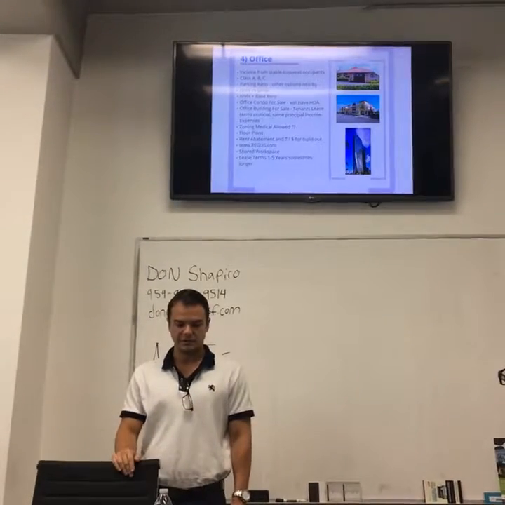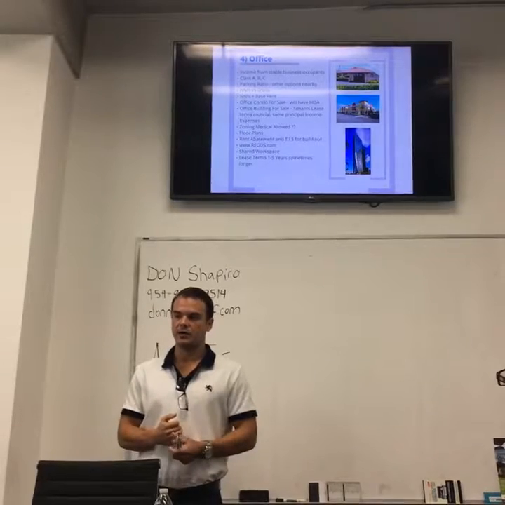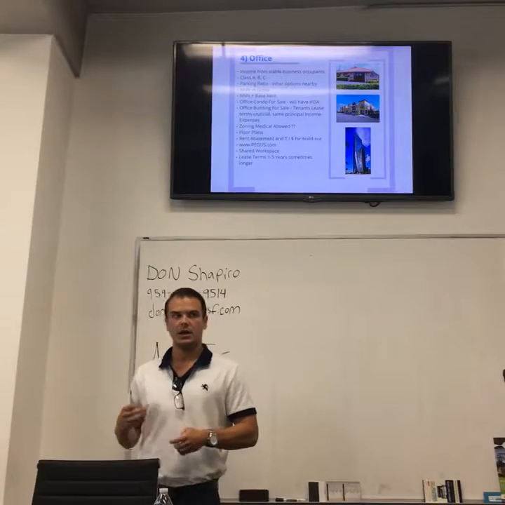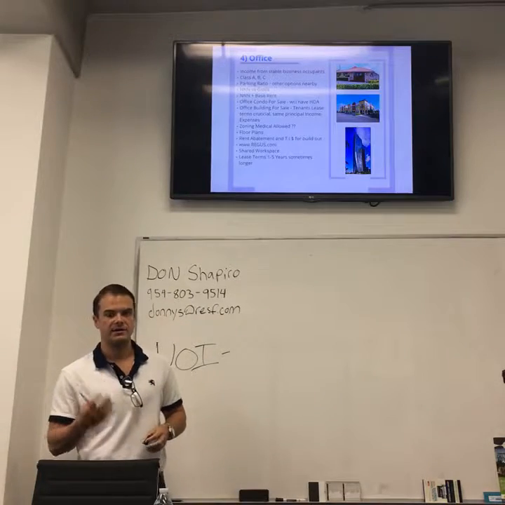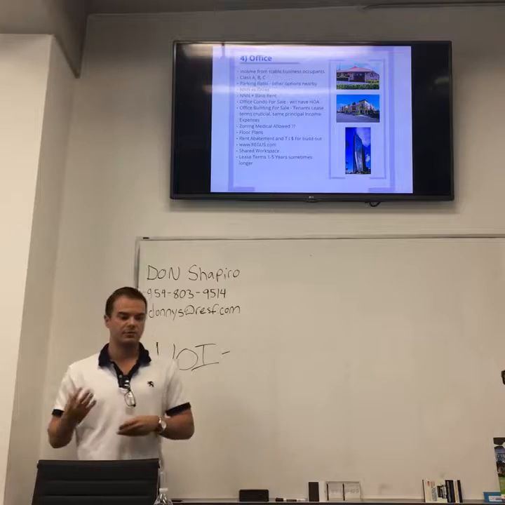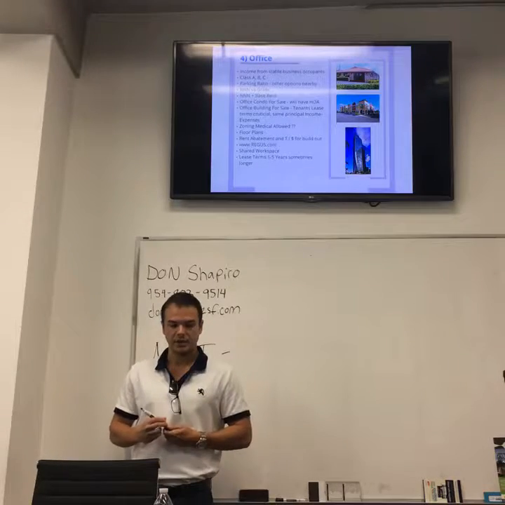Office, you guys know office. It's broken down into three categories, Class A, Class B, Class C. A is obviously the best, most high-tech, nicest. Class C is maybe older, it needs improvements. Parking ratio.